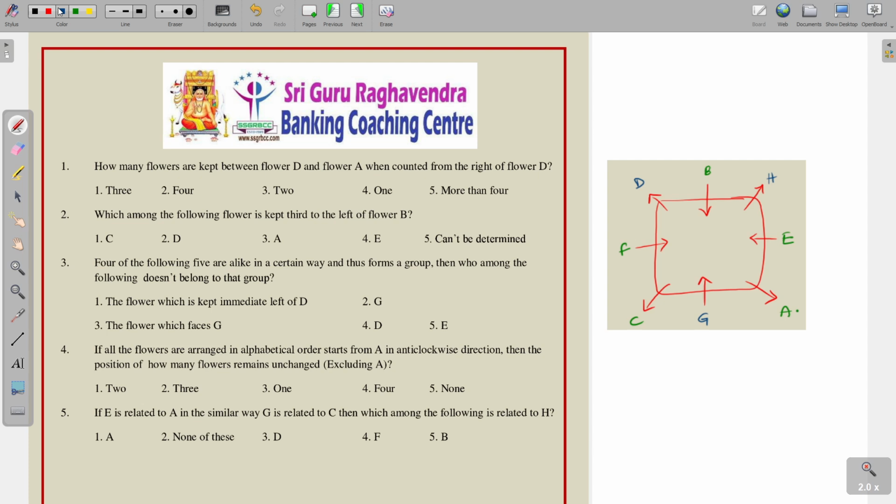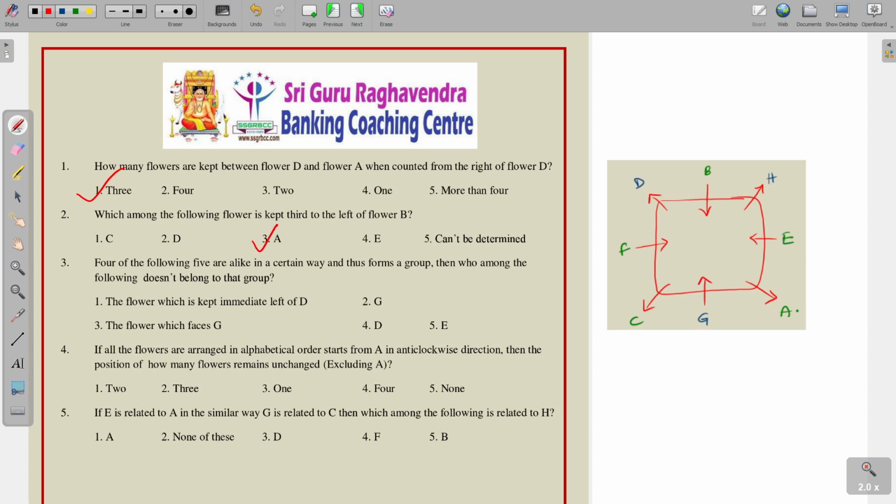First question, how many flowers are kept between D and A when counted from right of D? So between D and A, this side 3 flowers, this side also 3 flowers are there. So total 3. Which among the following flowers is kept third to the left of B? So third to the left of B, that is 1, 2, 3. It is A.